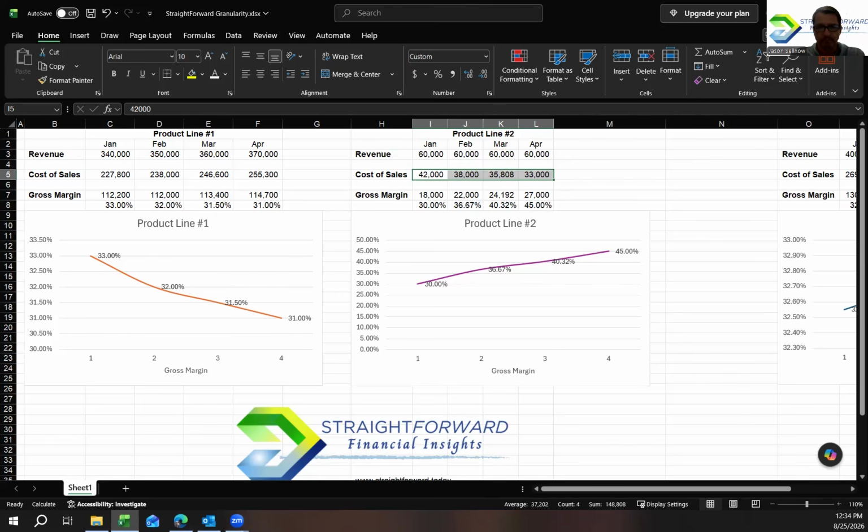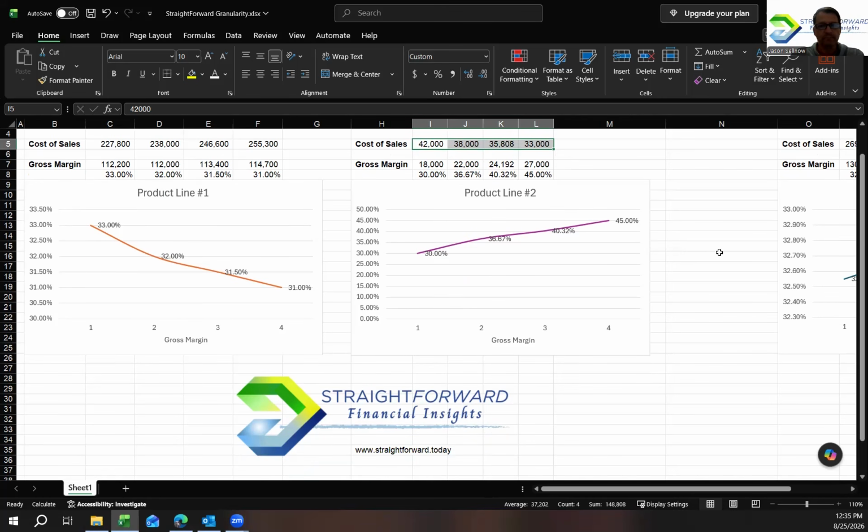Okay, so one line of business is performing well and its margin is holding strong, but the other one, this is a problem. Okay, and we couldn't see that when everything was blended together. One healthy part of the business was effectively masking the deterioration in the other. And that's why granularity matters.